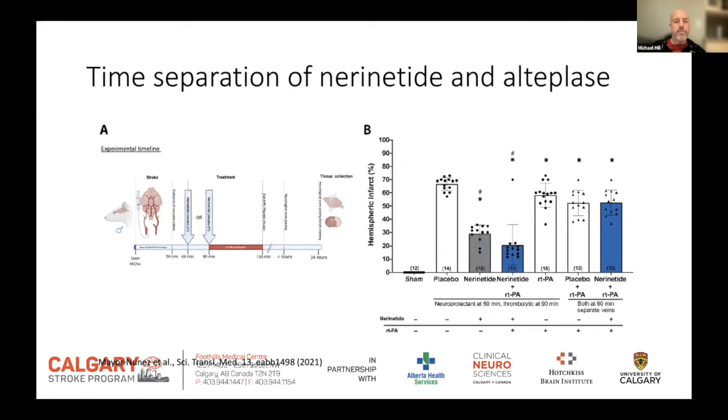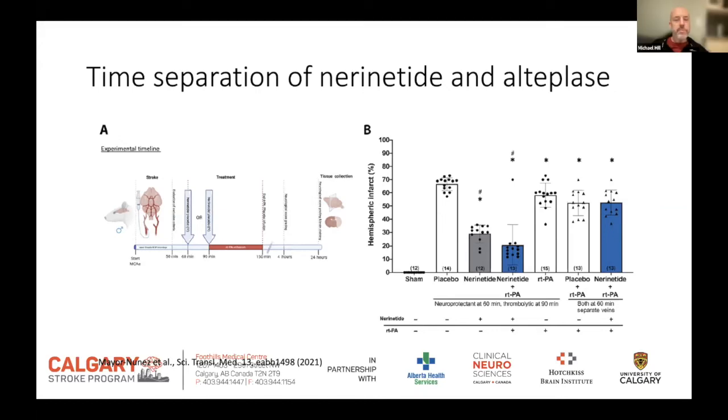So sham control, no stroke. Placebo, you see that's what you expect. So that's just a saline control stroke size. Here's nerinotide, and you see about a 50% reduction in infarct volume. Now here's nerinotide given 30 minutes before alteplase.